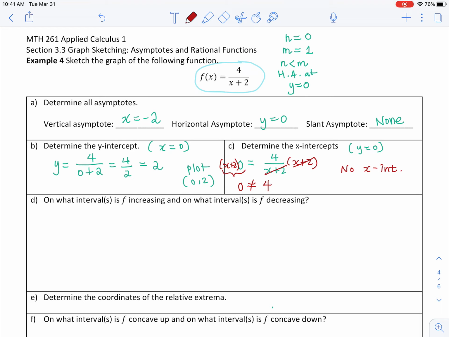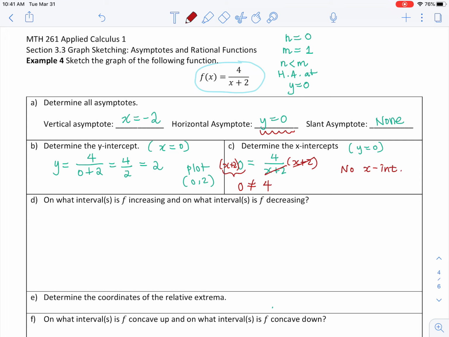Not only that, we just proved that we have no x-intercept, we also just showed that our graph will never cross the horizontal asymptote of y equals 0 because it's just not going to touch y equals 0. If it's not going to touch y equals 0, how is it going to cross y equals 0? So when we graph it, we'll use this idea and make sure that our graph never crosses the horizontal asymptote at y equals 0.